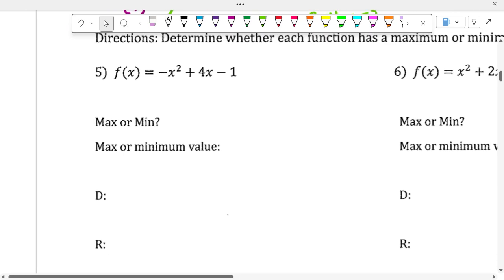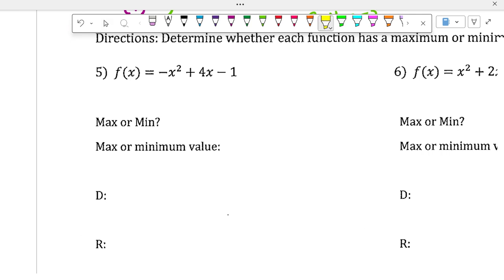Number 5. First off, it's asking us if we have a max or min. Who remembers what tells me whether my vertex is going to be a max or min? Luke. Right, it's the positive or negative a value, so it's the coefficient in front of the x squared. If it's positive, it's a minimum. If it's negative, it's a maximum. So in this case, will I have a max or a min? A max.